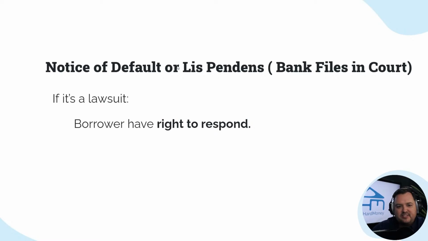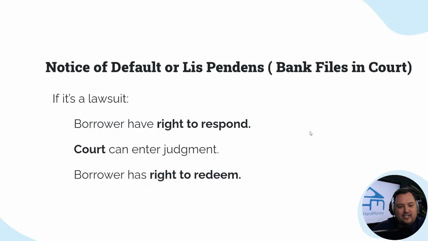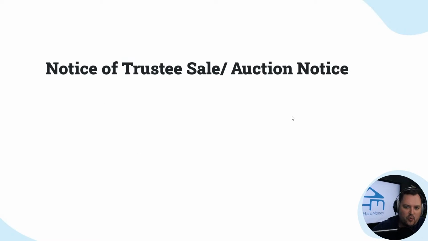Okay, so then if a lawsuit's filed, the borrower has the right to respond. So this is basically a bank filing. This is in a lis pendens type situation. And then the court can actually enter a judgment. Then the borrower has the right to redeem. So basically in this situation, the sale happens, but then the borrower has the right to redeem it. And if they miss the redemption period, then the bank ends up owning the property.